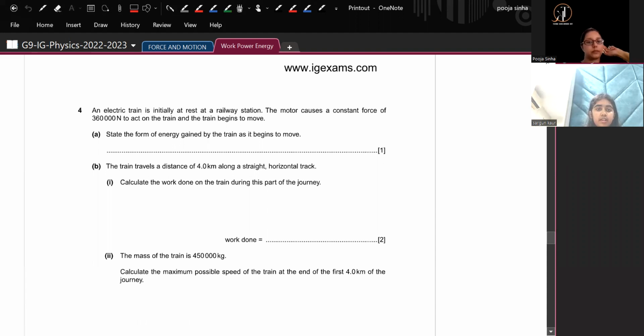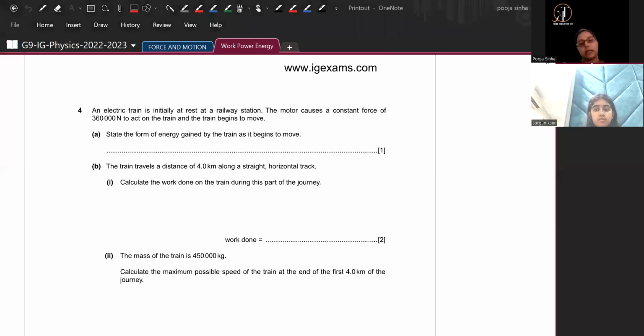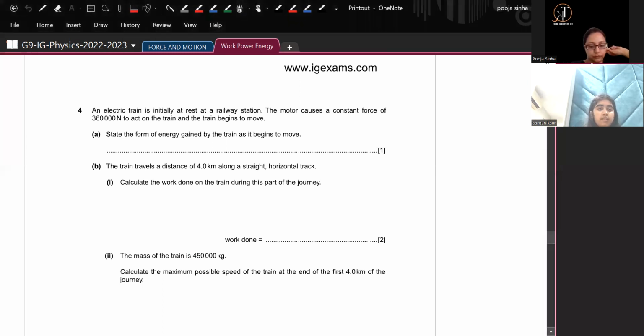An electric train is initially at rest at a railway station. The motor causes a constant force of 360,000 newtons to act on the train, and the train begins to move. State the form of energy gained by the train as it begins to move. Kinetic energy. Okay. Next part. The train travels a distance of 4 kilometers along a straight horizontal track. Calculate the work done on the train during this part of the journey.